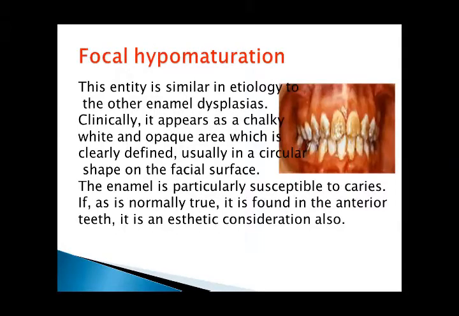Hyponutrition is an etiology of the other enamel dysplasias. Clinically, it appears as a chalky white and opaque area which is clearly defined, of circular shape on the facial surface. The enamel is particularly susceptible to caries if it is not intact. It is found in the anterior teeth. It is an aesthetic consideration also.